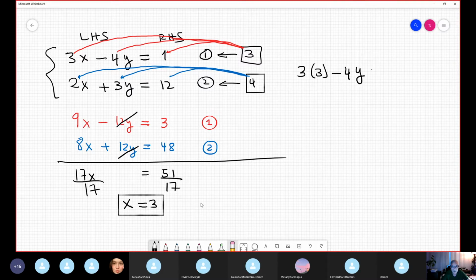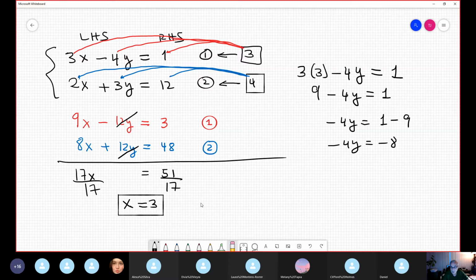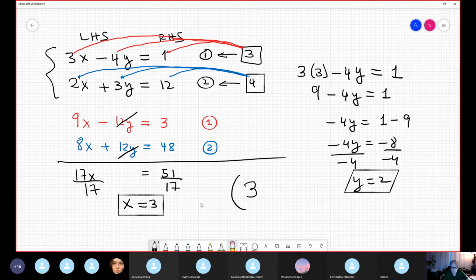Minus 4y equals 1. 3 times 3 is 9. So for y in this equation, minus 4y is equal to 1 minus 9. 1 minus 9 is negative 8, divided by negative 4 is 2. So what is my solution? My solution is the point or the pair (3, 2). Remember, X component first, Y component second.